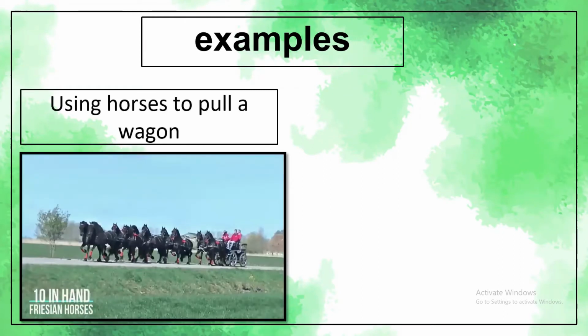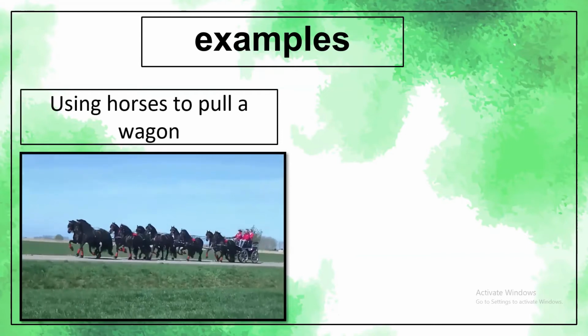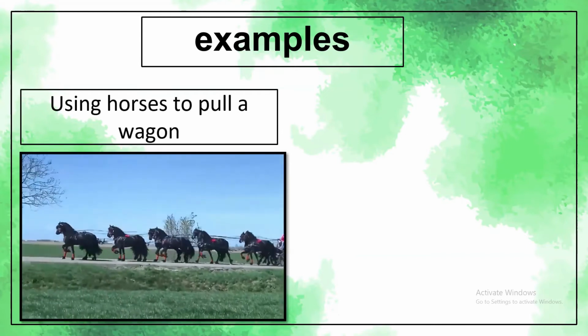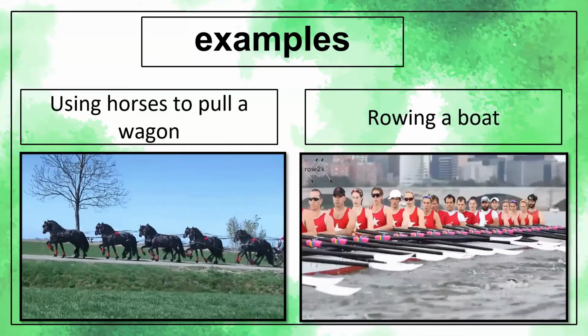Using horses to pull a wagon will make it move easier and go faster. Another example is when many people row a boat in the same direction, the boat goes faster than when rowed by one person.